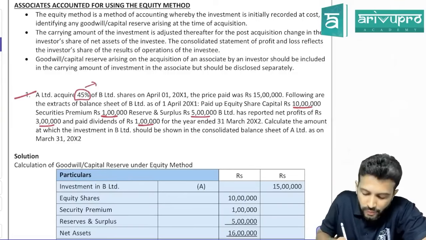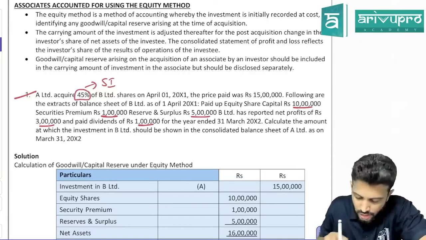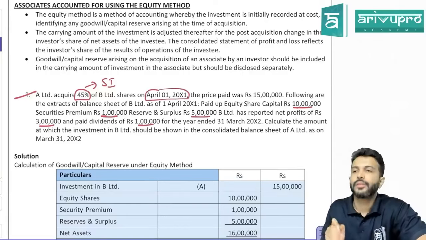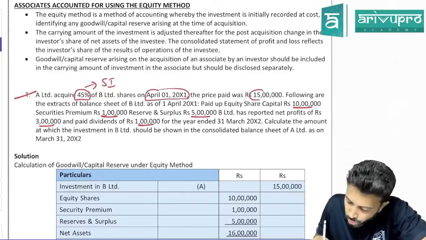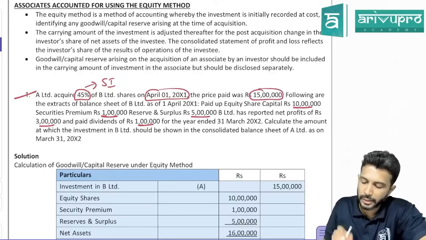With 45%, will you get control or only SI? SI means significant influence. On which day did you get significant influence? 1st April 20x1. How much price did you pay? 15 lakh. Following is the extract of the balance sheet of the associate company B Limited.